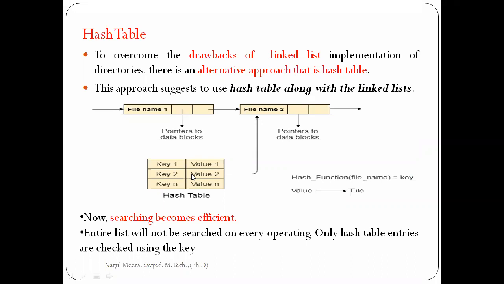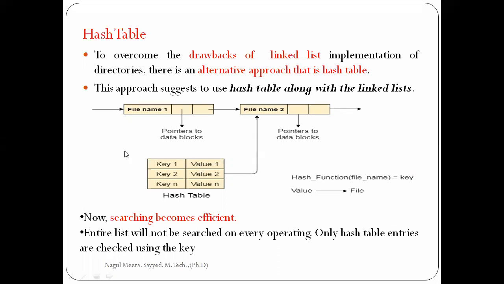That table is nothing but a hash table. Now what is a hash table? What are the contents of a hash table? Why this hash table? Now let us discuss. Here the hash table consists of two columns only. The first column is used to represent keys. The second column is used to represent values. Now I am explaining what is the meaning of key and what is the meaning of value.